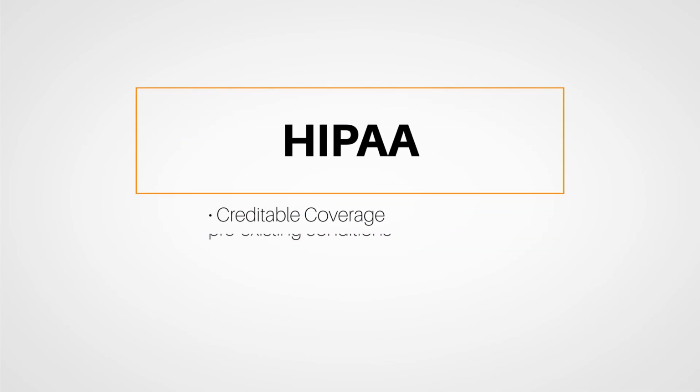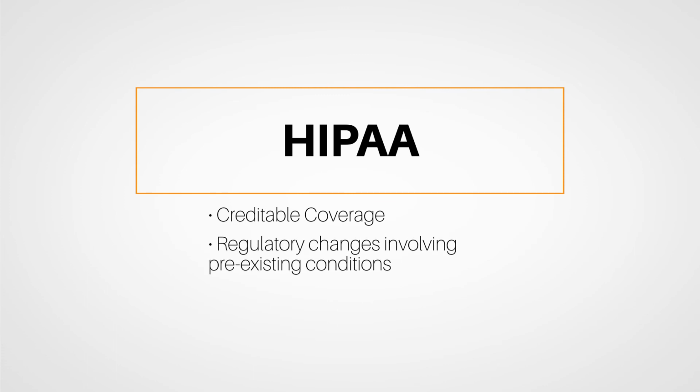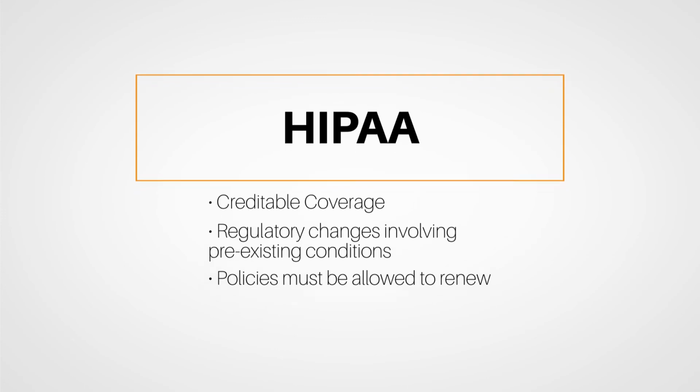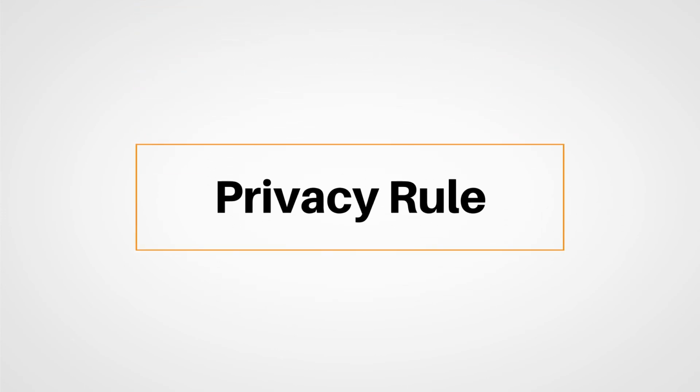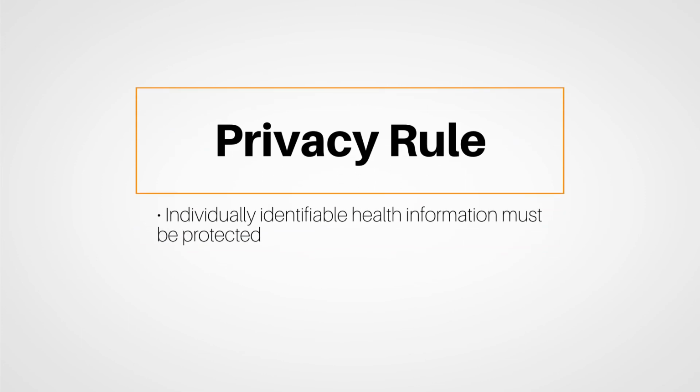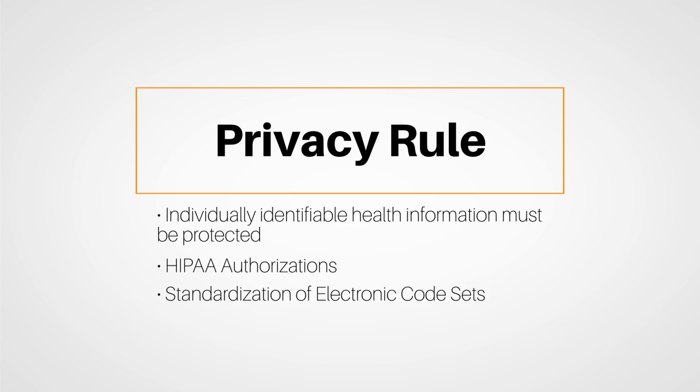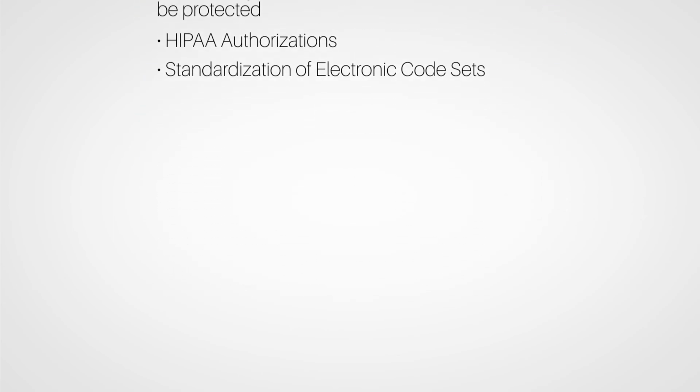Toward the end of this lesson, you studied HIPAA and all its attendant insurance regulations. An important piece of law, HIPAA did a tremendous amount to help secure and maintain coverage through its creditable coverage allowances, regulatory changes involving pre-existing conditions, and how policies must be allowed to renew. In our segment on the privacy rule, we discussed how individually identifiable health information must be protected, HIPAA authorizations, and the standardization of electronic code sets, which are used by medical providers and insurance companies.